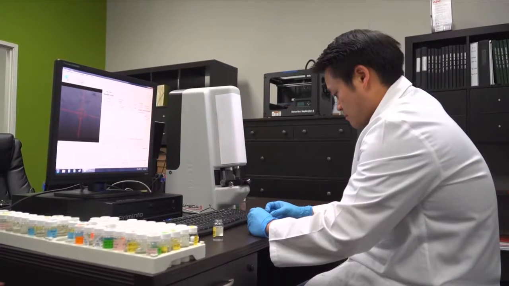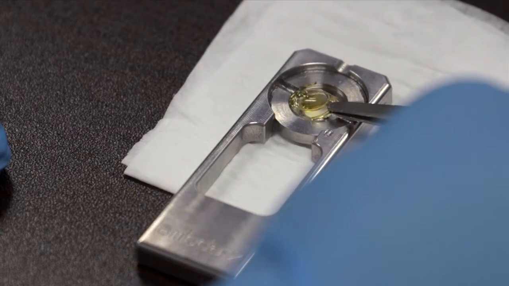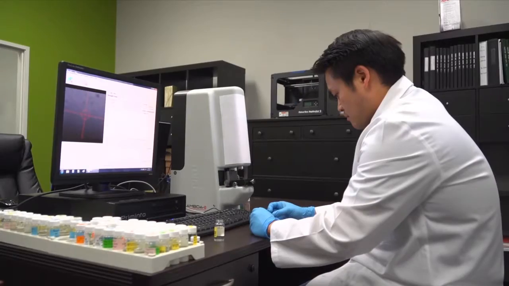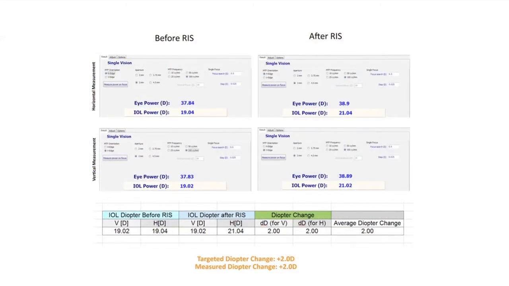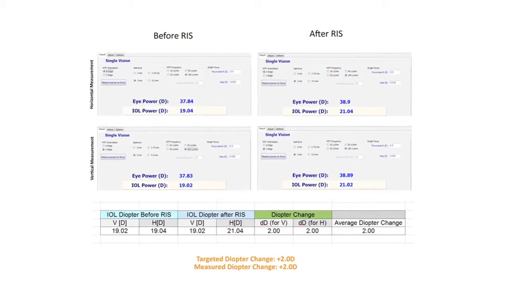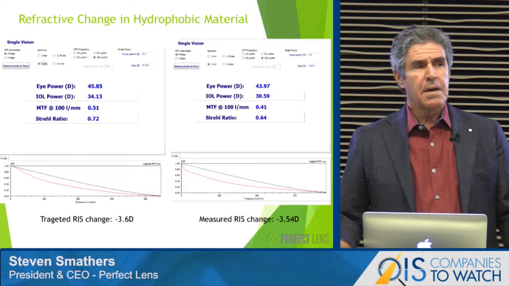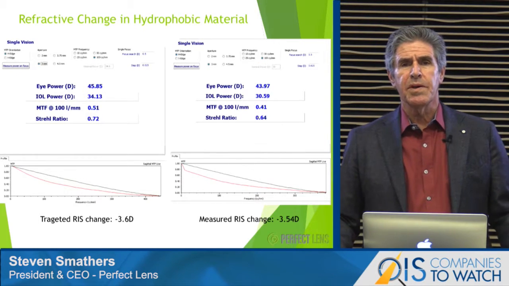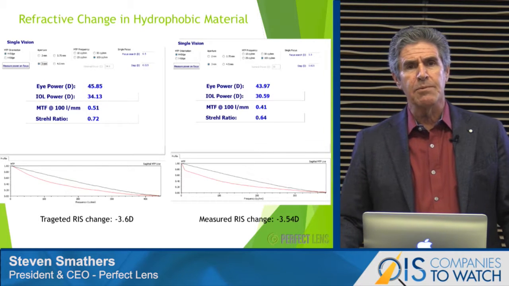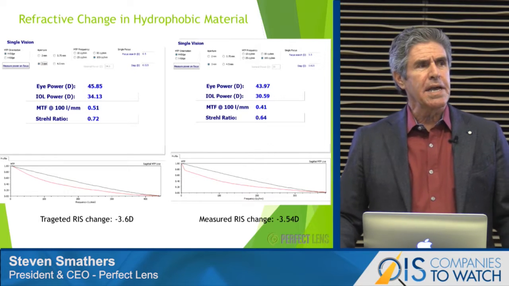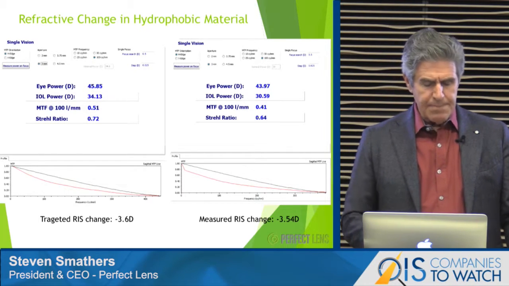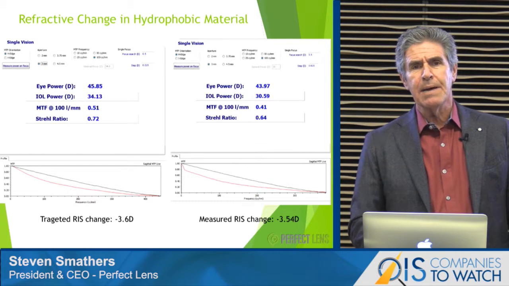We are now measuring the treated lens using an MTF measuring device. The lens was originally 19 diopters, and we wanted to add 2 diopters. I'd now like to go over some of the results we have achieved in the laboratory with our technology. The first is a refractive change in hydrophobic material. We attempted to make a 3.6 diopter change.